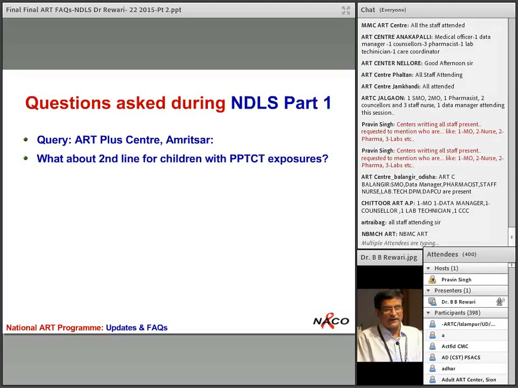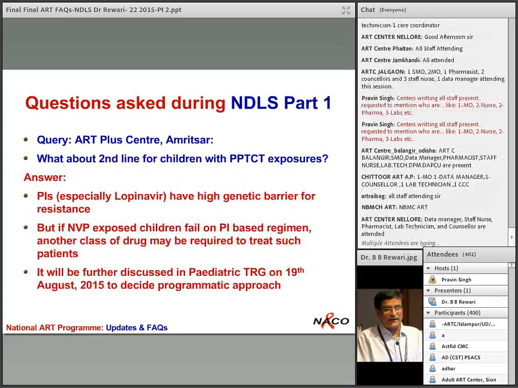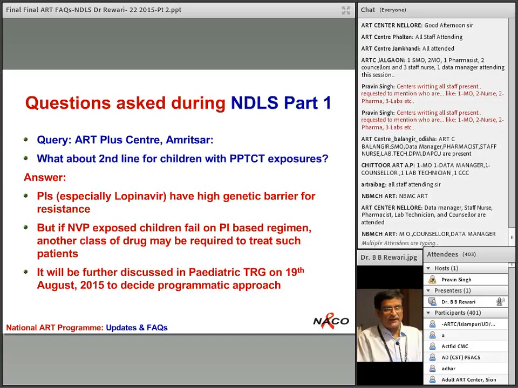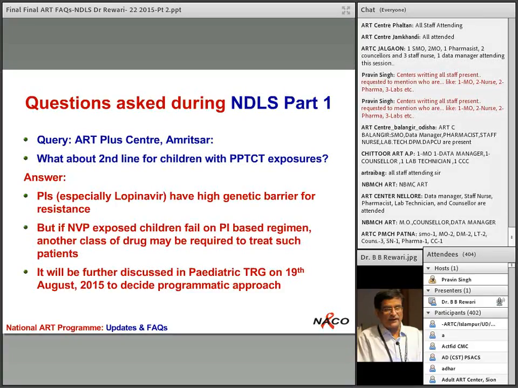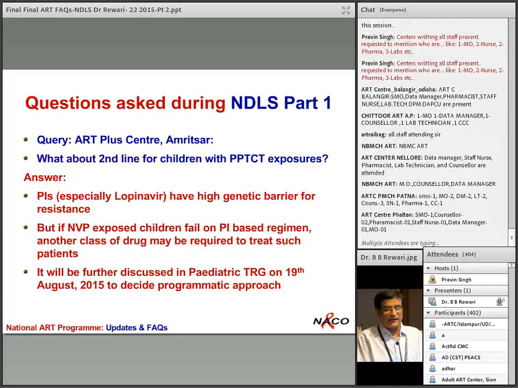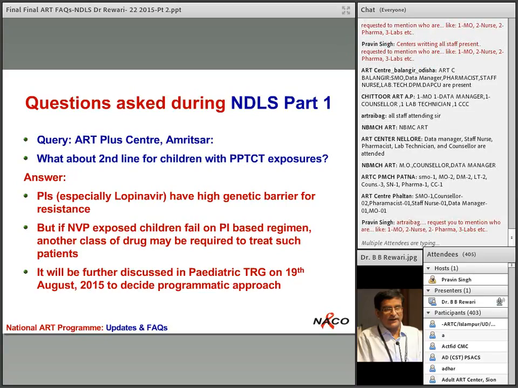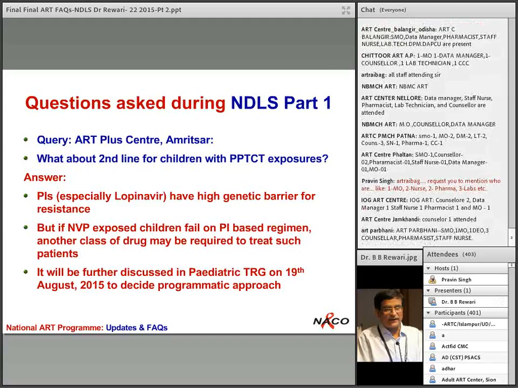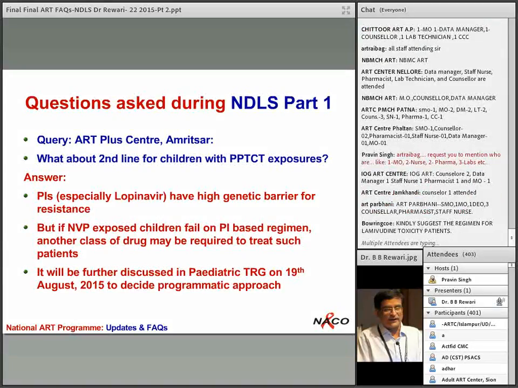Another question was, what is the second line for children with PPTCT exposure? Again, it is a protease inhibitor whenever you have had exposure to nevirapine in the past. But if they fail on this PI based regimen, since protease inhibitors, especially lopinavir, have a high genetic barrier for resistance, then we have to continue such patients on the second line even if they fail on the current regimen. But we are again discussing this further to decide the programmatic approach. In case children started on lopinavir ritonavir in the first line fail, they can still go to nevirapine or Efavirenz in the second line in the event of their failure on the first line.